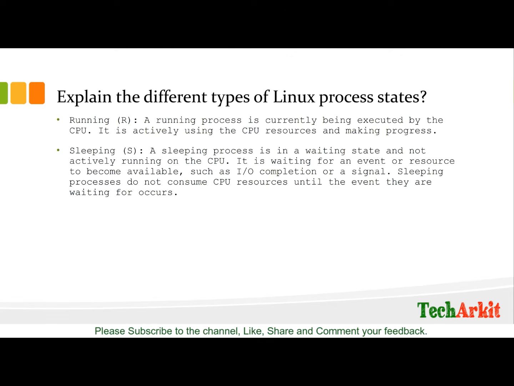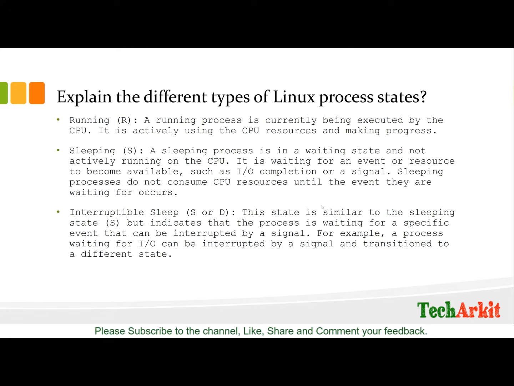Sleeping is S, a capital S. A sleeping process is in a waiting state and not actively running on the CPU. It is waiting for an event or some resource to become available, such as disk IO completion or a signal. Sleeping processes do not consume CPU resources until the event they are waiting for occurs. When the event triggers, the sleeping process becomes a running process, so it runs and actively uses the CPU. Interruptible sleep, for example D.